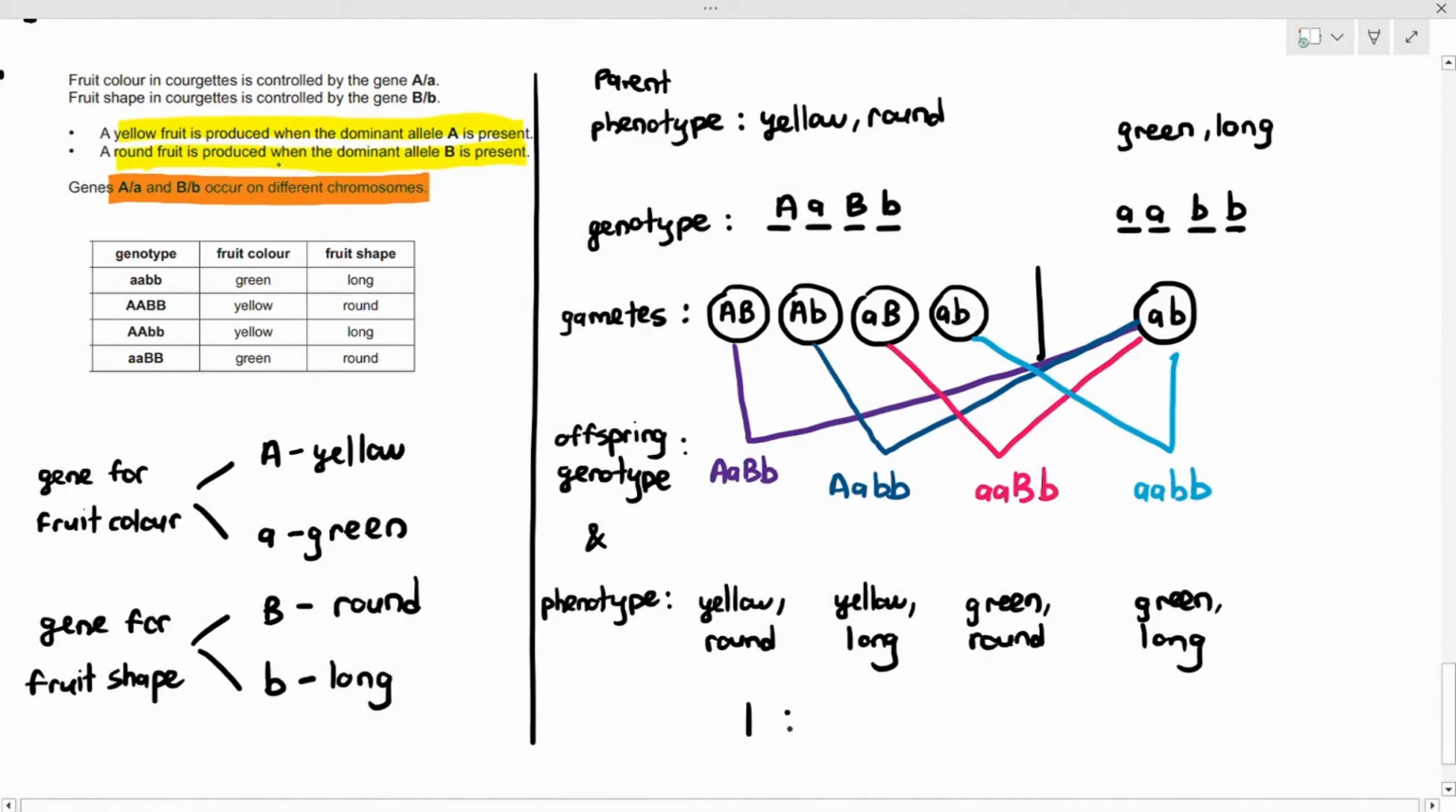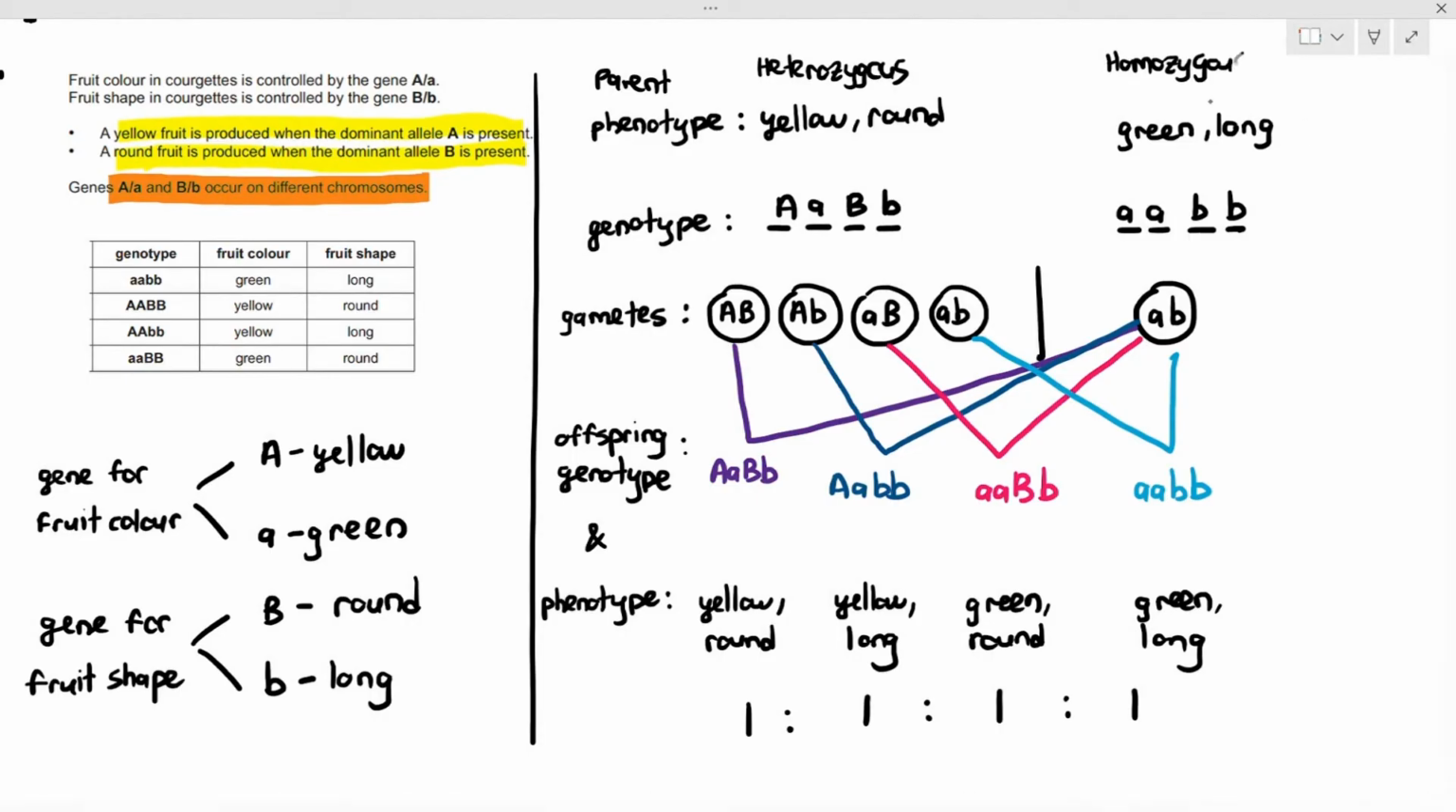The ratio of the offsprings in this case is 1 to 1 to 1 to 1, which means to say you have a 25% chance of producing each of those offsprings equally. It's not 9331, okay? 9331 is what happens when heterozygous is crossed with heterozygous. But if a heterozygous is crossed with homozygous recessive, in the case of unlinked genes, the ratio will usually be 1 to 1 to 1 to 1.